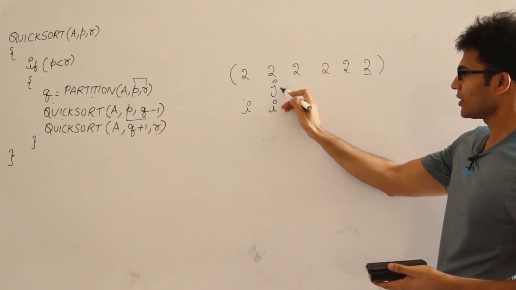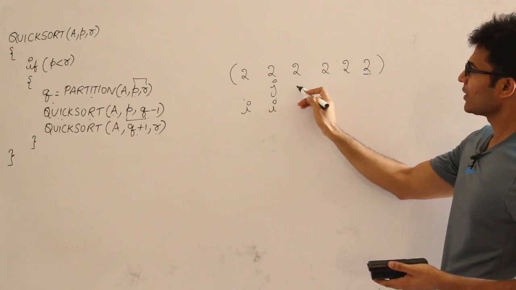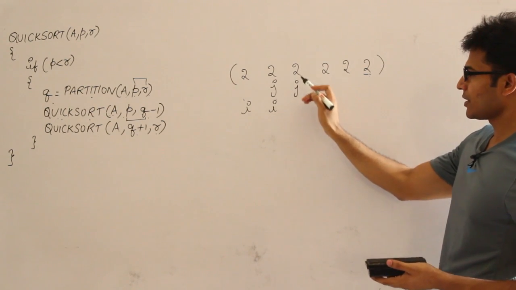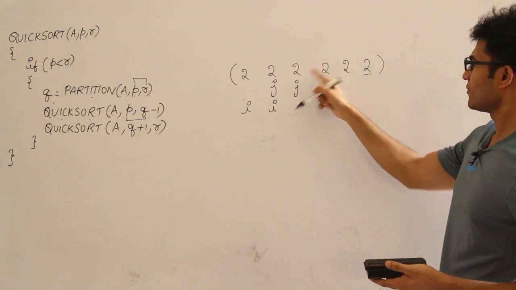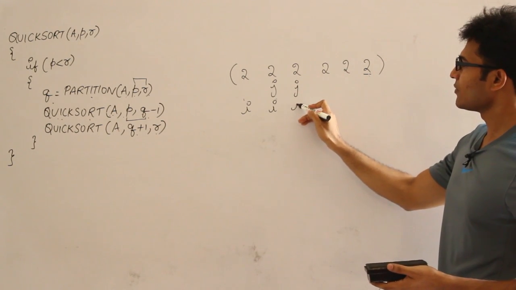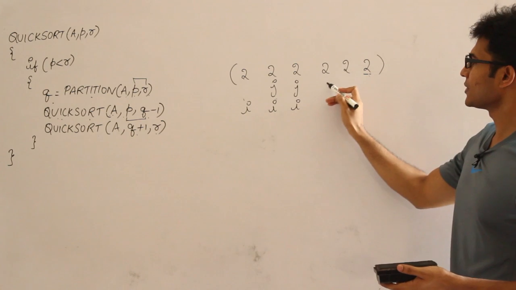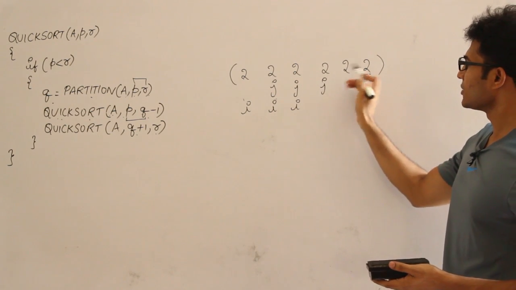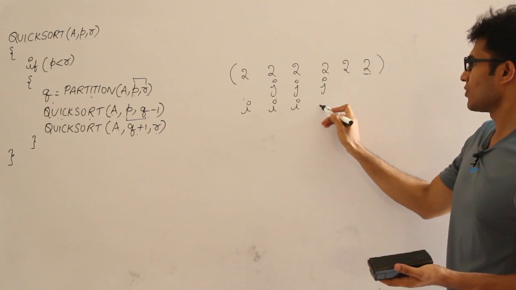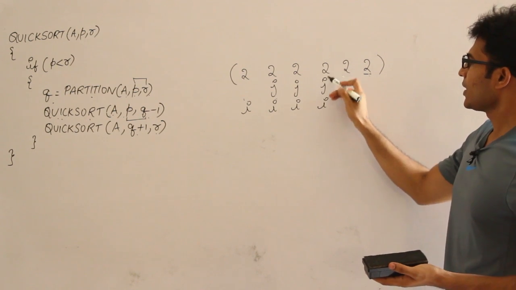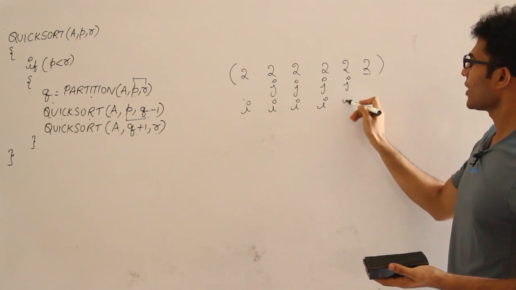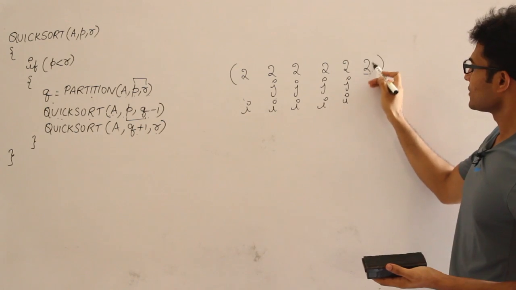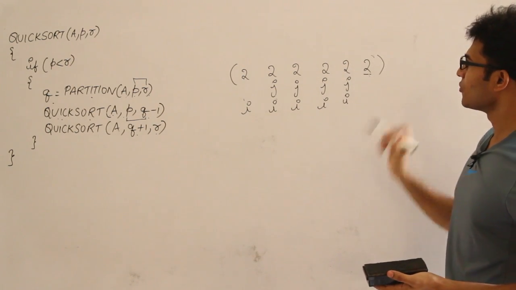Therefore i will be incremented and again exchanged, which means same. Then again j will be incremented and it will find an element which is less than or equal to 2. Therefore i will be incremented and swapped, which means same. j will be incremented, it has again found an element less than or equal to 2. i will be incremented, right? And again swapped. The same thing is going to happen. Finally i plus 1 has to be exchanged with the pivot, right?